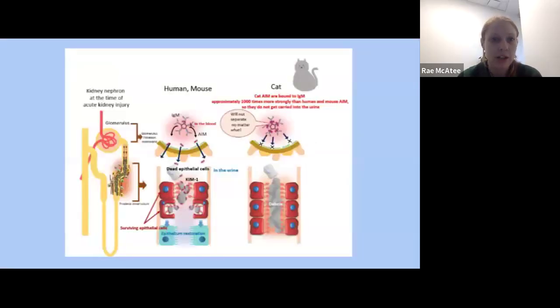And so this is just a schematic that I stole from online. Dr. Miyazaki, who was on the 2016 paper, and I think is looking at giving recombinant AIM in cats in Japan. I just thought this was a nice visual on why maybe we should care about AIM, and showing that in human and mice it dissociates here, and then in cats that there's less dissociation. So basically, the question being, would giving recombinant AIM to cats that have acute kidney injury be beneficial?